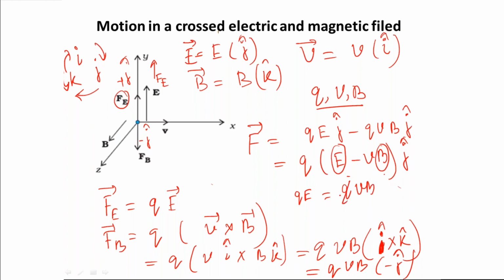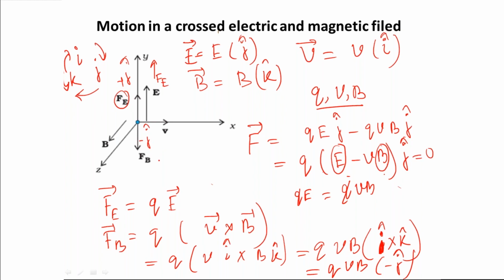I'll adjust the electric field and magnetic field in such a way that the magnitudes of the electric and magnetic force are equal, because the direction of the electric and magnetic forces on this charged particle in this crossed field is exactly opposite to each other. Then what will happen? They will balance each other, so the net force on this charged particle will be zero.